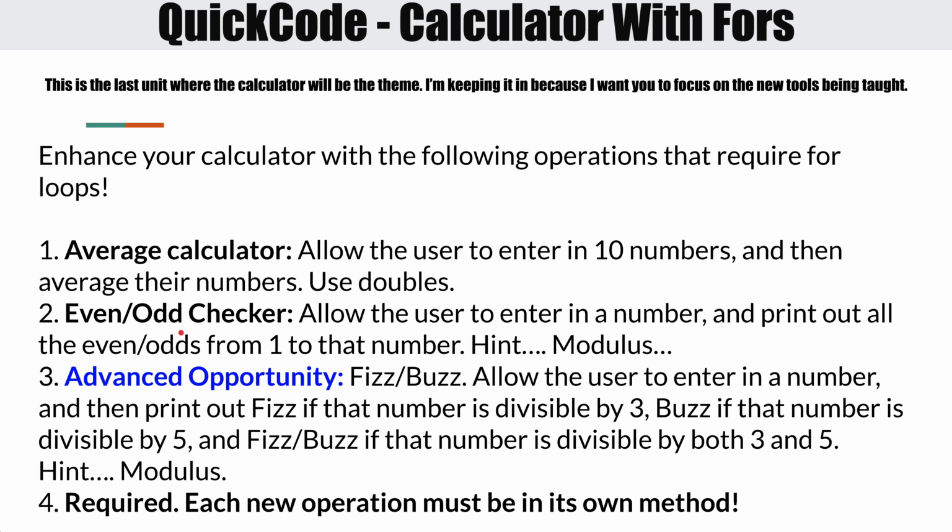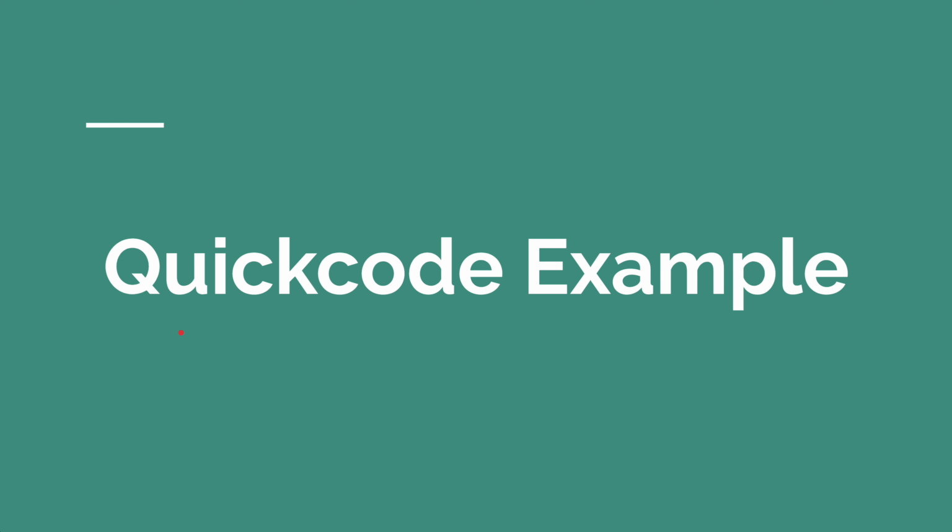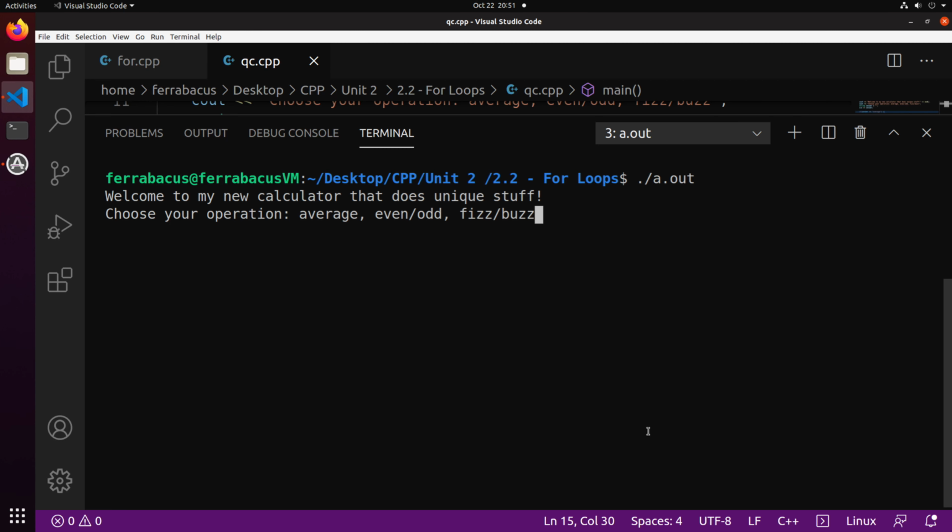Okay. Now, let's show you what this looks like. I actually have an example of all 3 so that you can get started on them. All right, here's your example. So, welcome to my new calculator that does unique stuff, right? Now, I'm asking you to add to your calculator. I've only included the new operations, but this should fit into your other calculator. So choose your operation: average, even, odd, FizzBuzz.